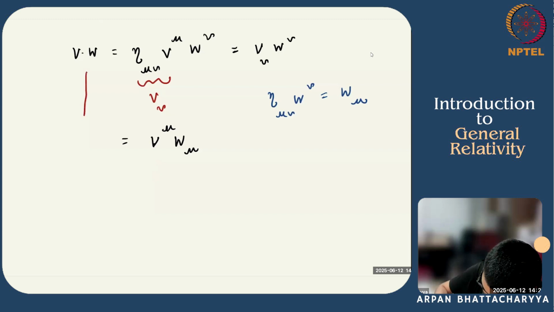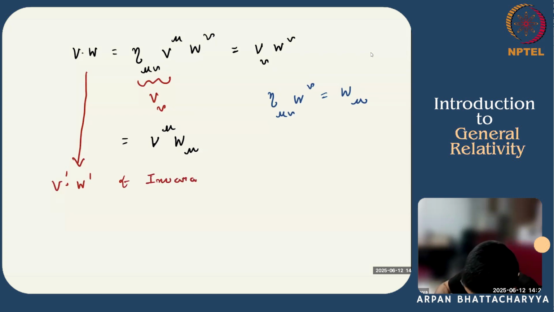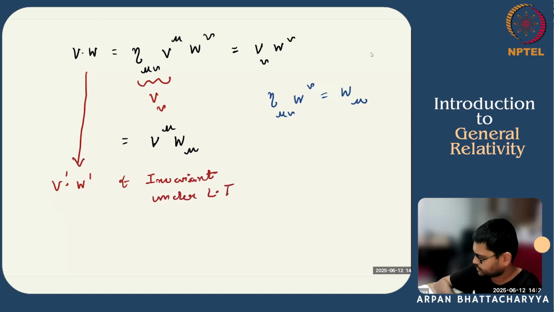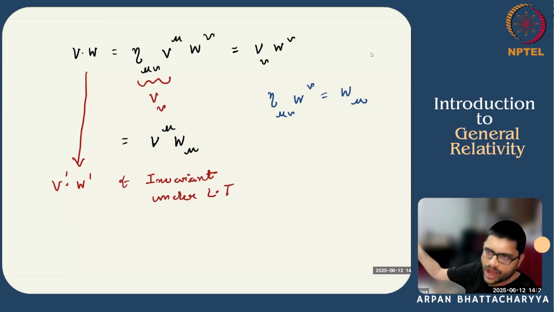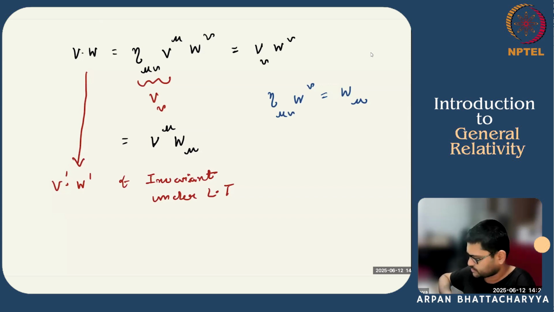So if you go to a primed frame, it will obviously be the same. So it is invariant under Lorentz transformation. Of course, v' and w' are the components of these individual vectors in the primed frame, but the inner product of these four-vectors remains invariant under Lorentz transformation.